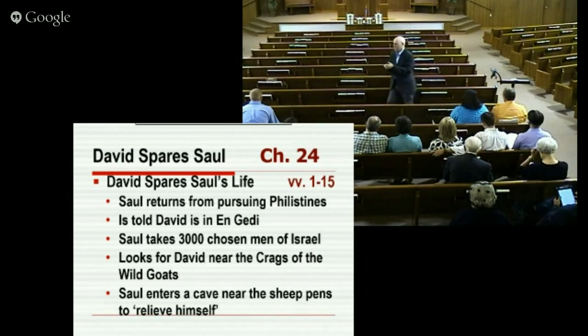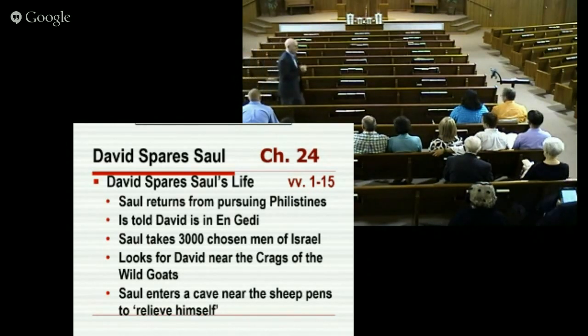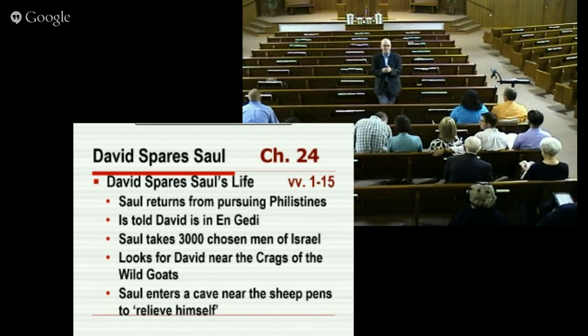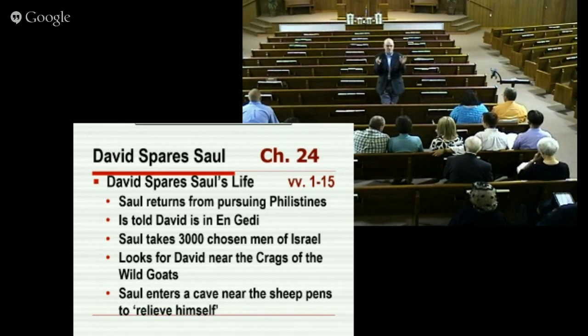So, Saul has come back now from his battle with the Philistines, from stopping that insurgency there, if you will. And he's told now that David is at En-Gedi, this spring area we just looked at here. And so he takes 3,000 men with him, and he goes to try to find David. This passion he's got here to get rid of David. So he goes to this place they call the Crag of the Wild Goats, the Crag of the Rock. And you can see why from the terrain it would certainly be called that.